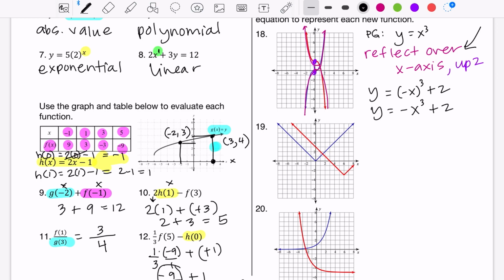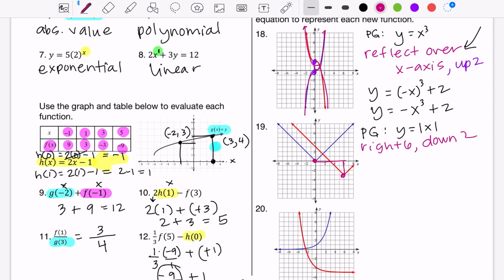First of all, you want to identify your parent graph, and that is clearly a V-shaped graph, which means that it stemmed from the absolute value of x. So the blue graph, again, is your parent graph. So see this point right here? How did this move? So that point is now here, and it went right 6 and down 2.